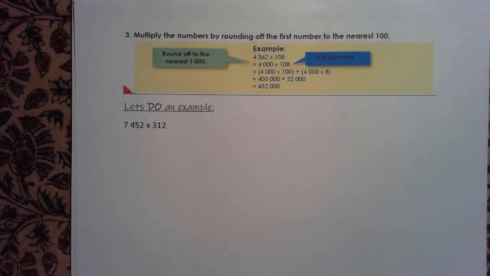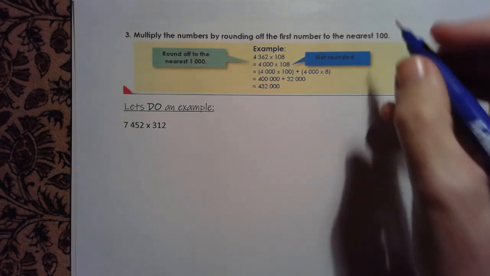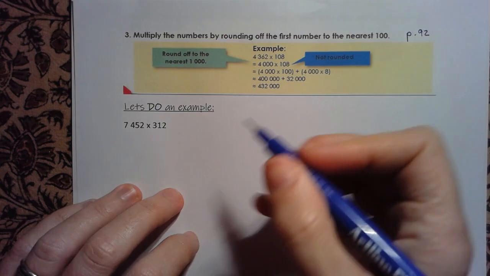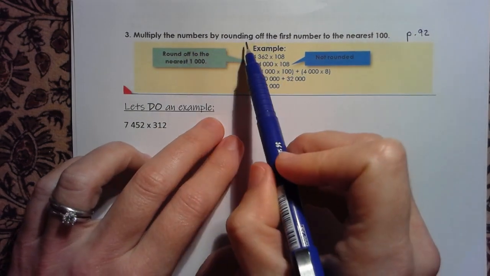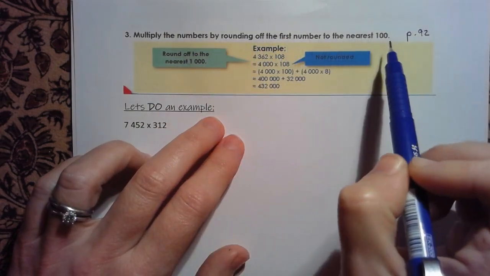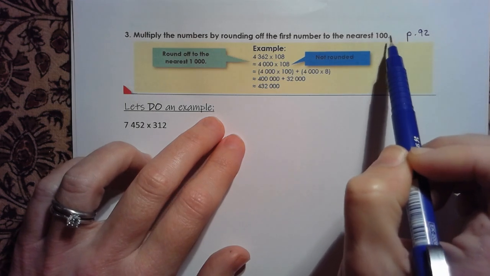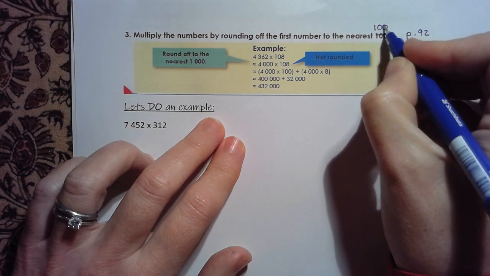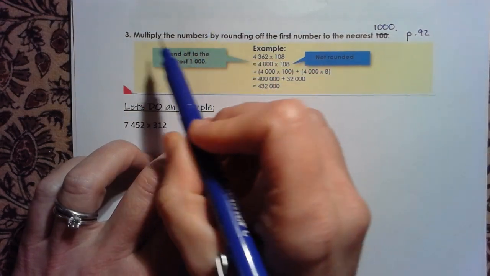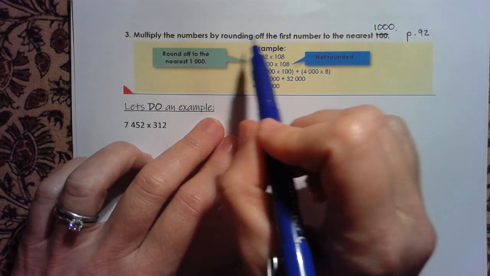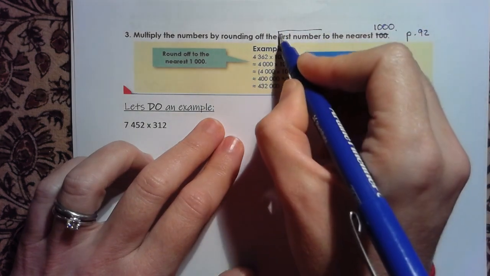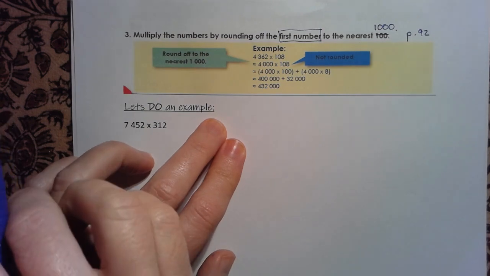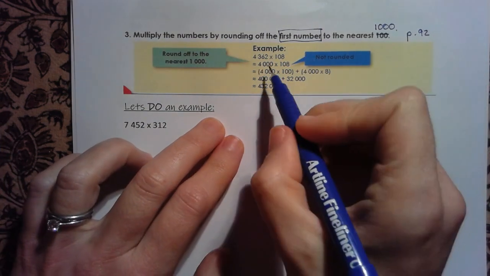This is number 3, and that is still on page 92. Okay. In this example, it says multiply the numbers by rounding off the first number to the nearest, and there's a typing error in your TBE book. This must not say 100, it must say 1,000. Okay, so I'm going to read it again. Multiply the numbers by rounding off the first number to the nearest 1,000. So you're not going to do anything with the second number. Let's look at the example.